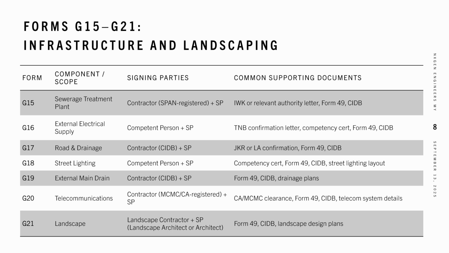supported by clearance letters and telecom system details. Finally, Form G21 pertains to landscaping, involving landscape contractors and SPs such as landscape architects or architects, with landscape design plans and CIDB documentation. These forms ensure that external systems and aesthetic components are properly validated and documented.